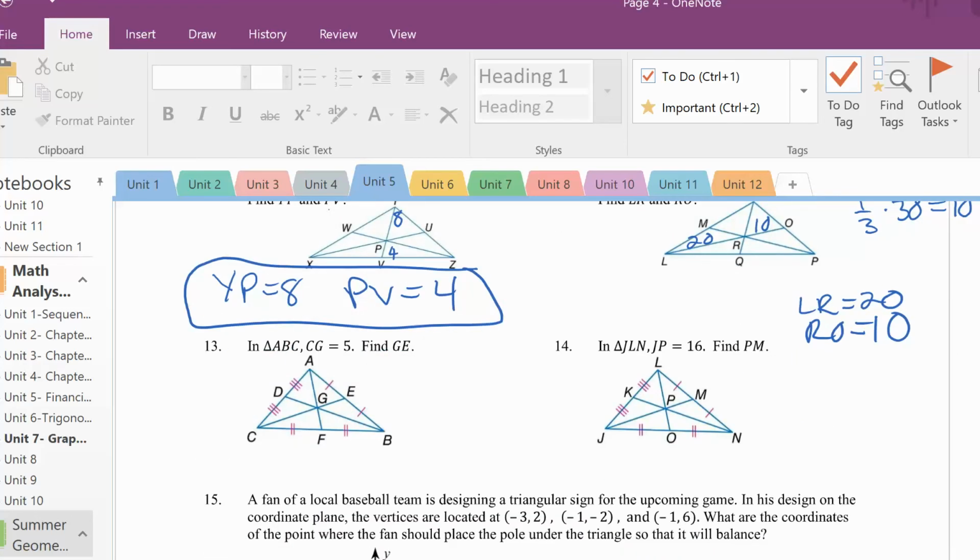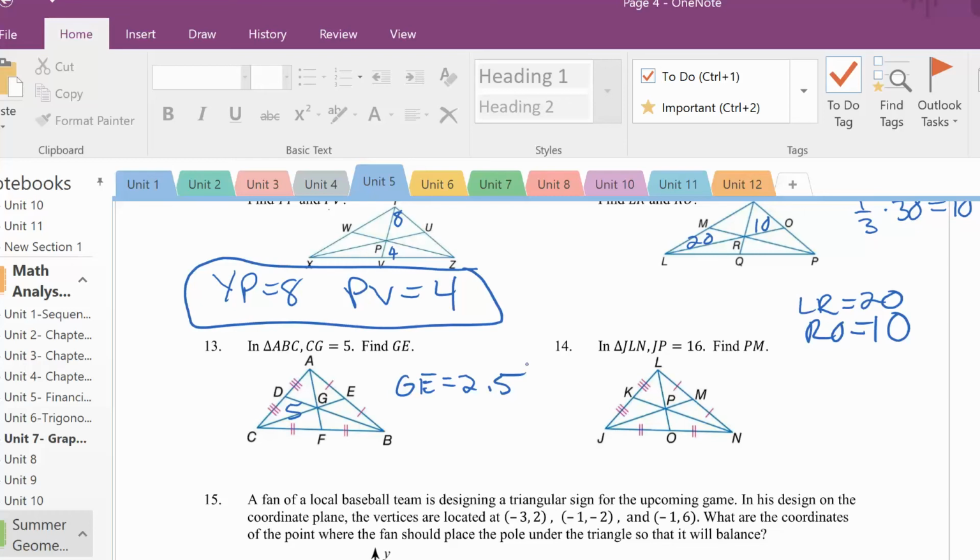In triangle ABC, CG is 5. So this part is 5. It wants you to find GE. Well, remember 5 is going to be double the smaller one. So GE, half of 5, is 2.5.